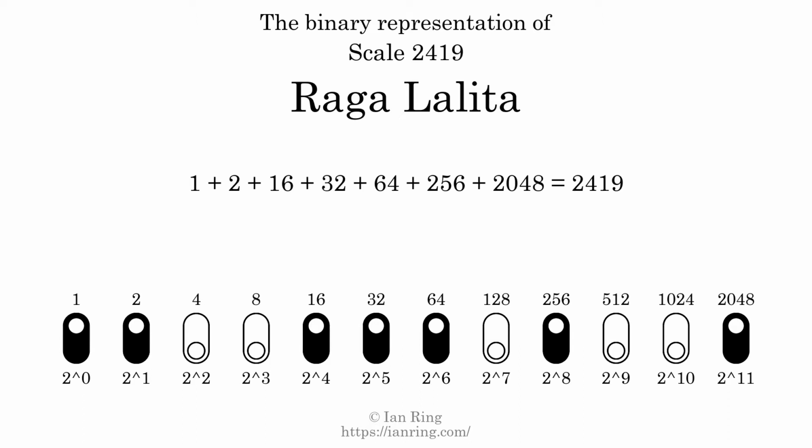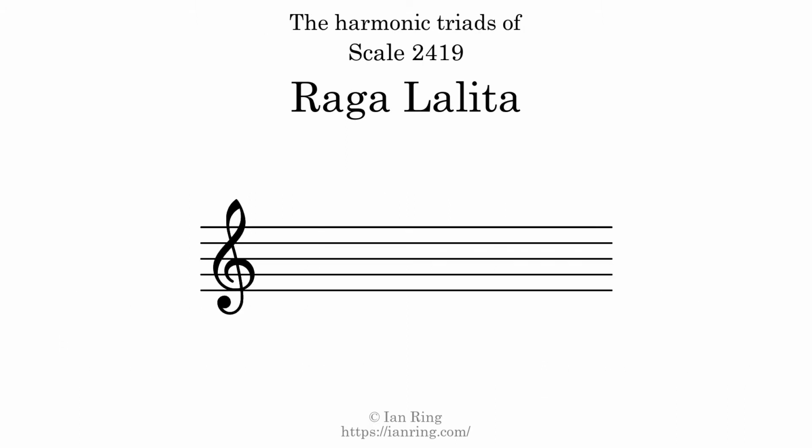The scale number not only enumerates the scale with a unique index, but it also literally describes the tonal content of the scale. Represented as a binary number in base 2, the scale number is 1001011110011. Here are the harmonic triads present in this scale.